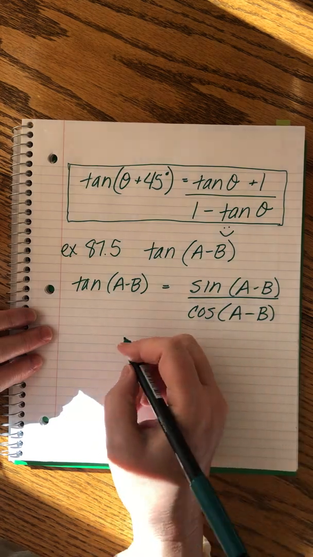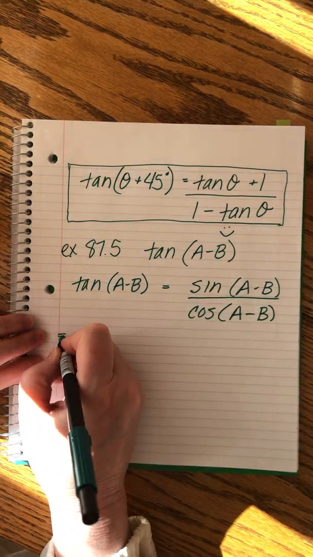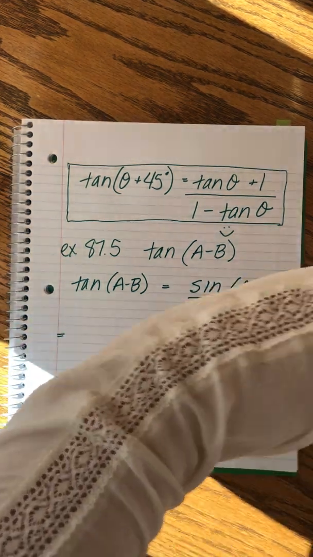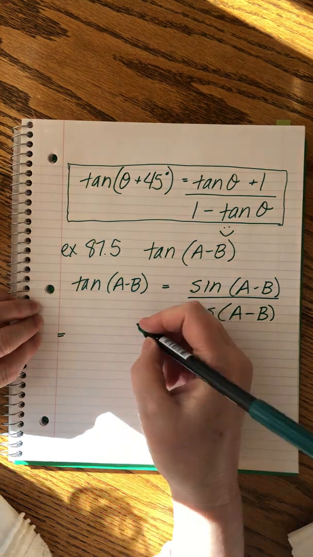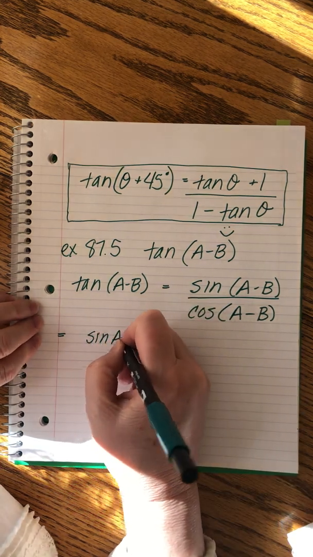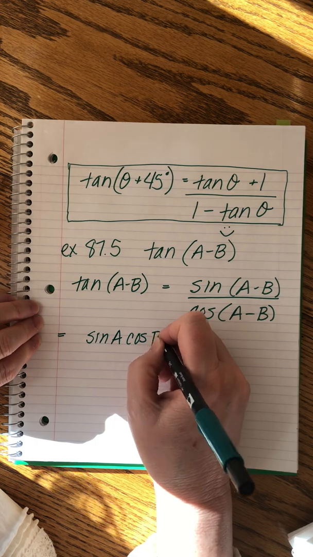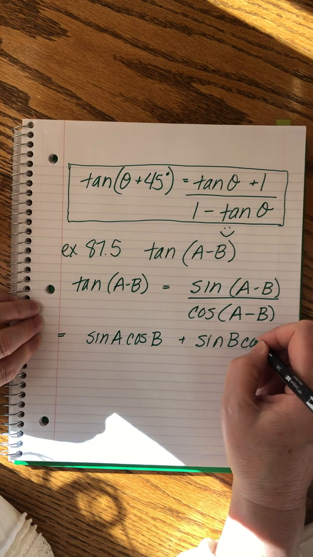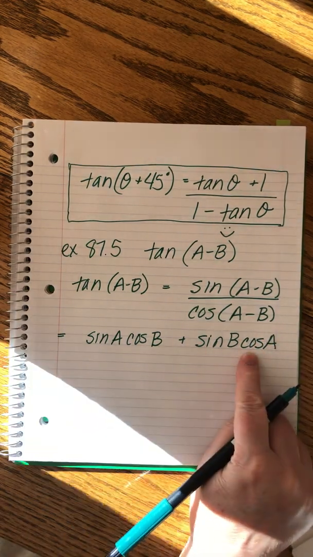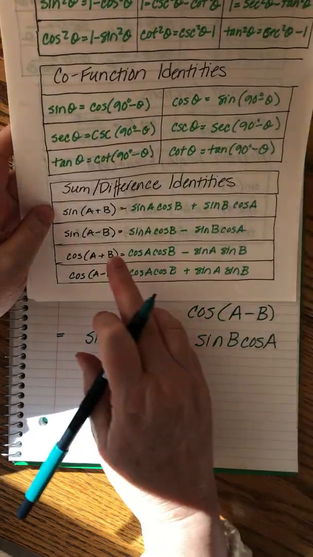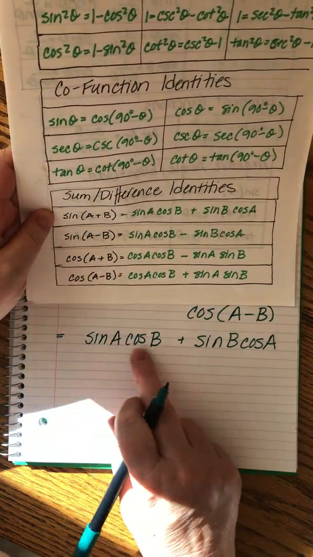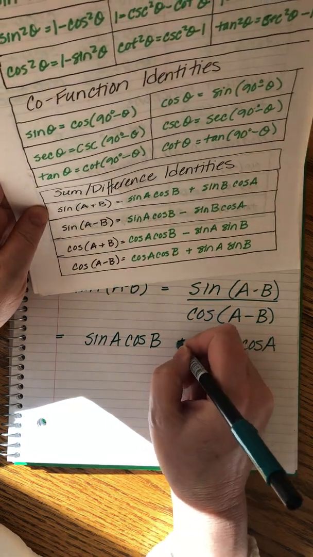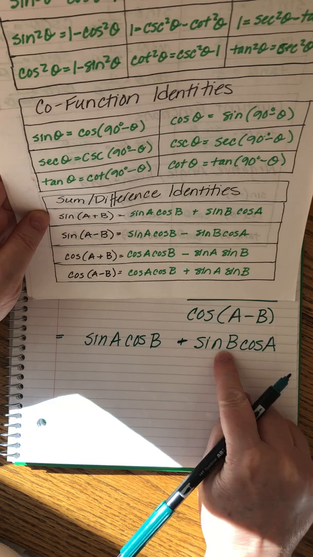I do have identities for both of these, so I'm going to use the whole row to write them out. Sine of a minus b is this one. Of course, you can check your notes to find out. I've got it listed right here. Sine of a minus b is sine a cosine b. Oh, this should be a minus. Gotta always be vigilant, right? Sine b cosine a, beautiful.